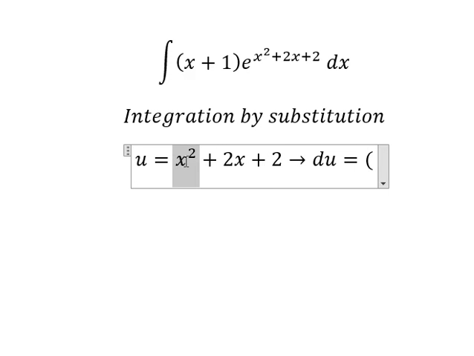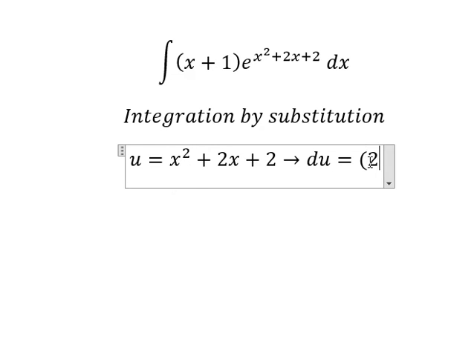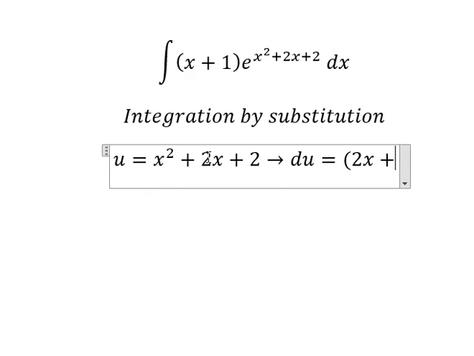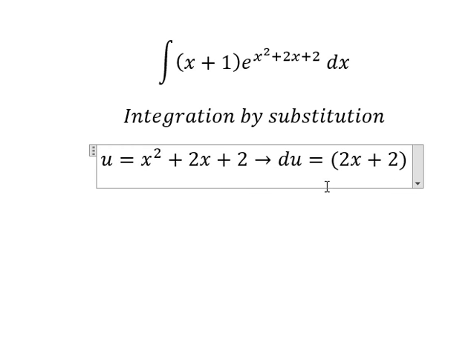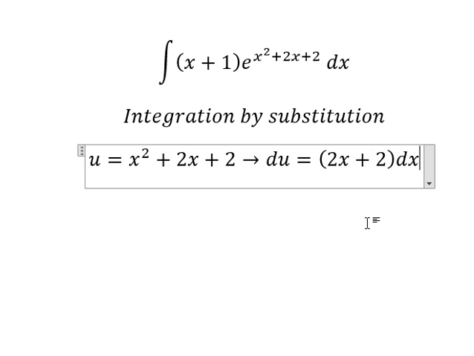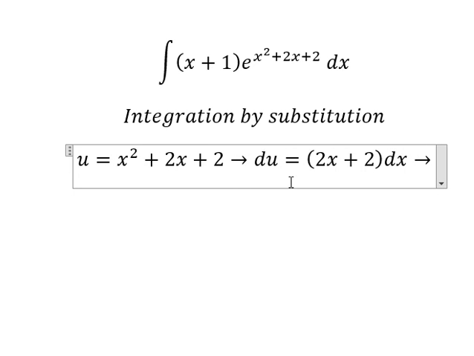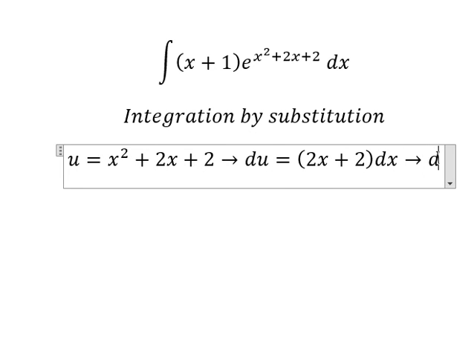First derivative of x squared, we have 2x. First derivative of x, you get number 1, so we have number 2 in here. First derivative of number 2, you get 0 because this is a constant. And then we have the dx. Later that, we divide both sides by number 2.